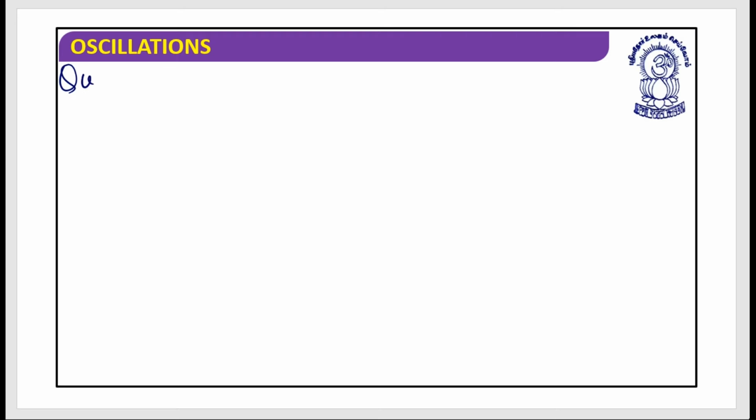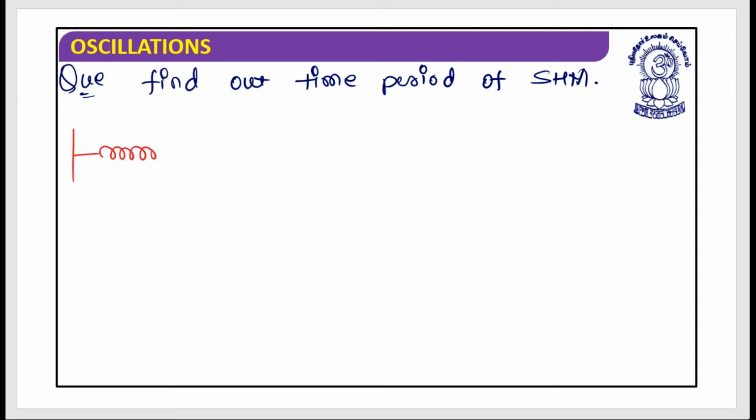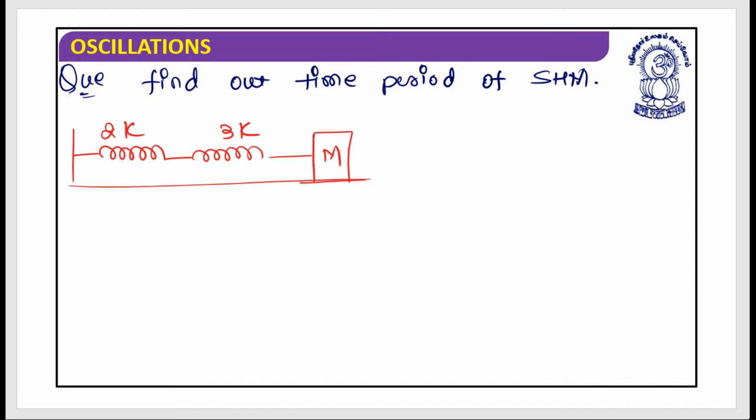The question says find out the time period of SHM. So the question is, this is the situation. This is block M, this is 2K, this is 3K. So what I need to do is, the time period of this situation is T equals 2 pi root of M divided by K equivalent.